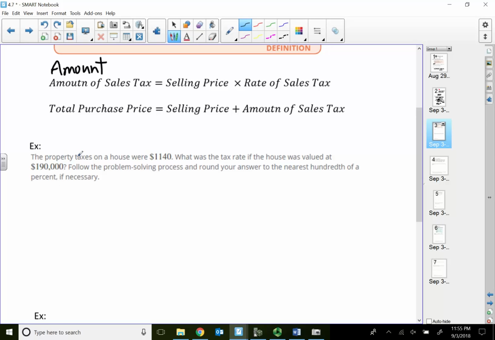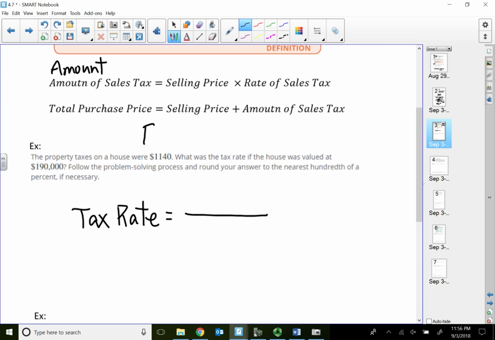Let's say the property tax on the house were $1,140. What was the tax rate? So this is looking for tax rate, which is percentage, if the house was valued at $190,000. Whenever I'm looking for tax rate or percent, we always take the part divided by the whole.